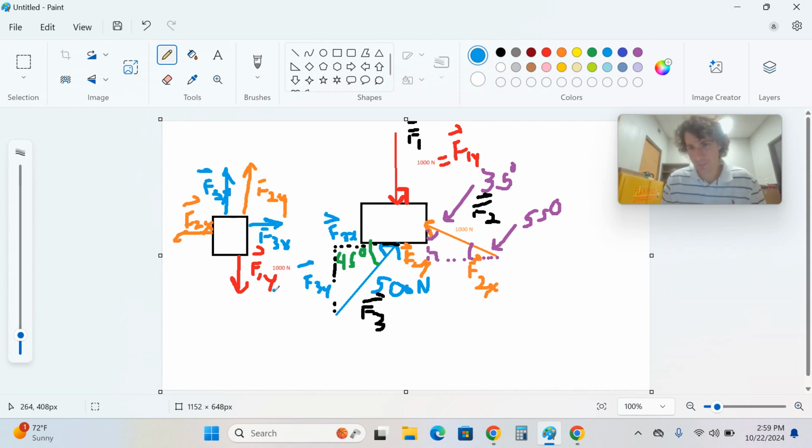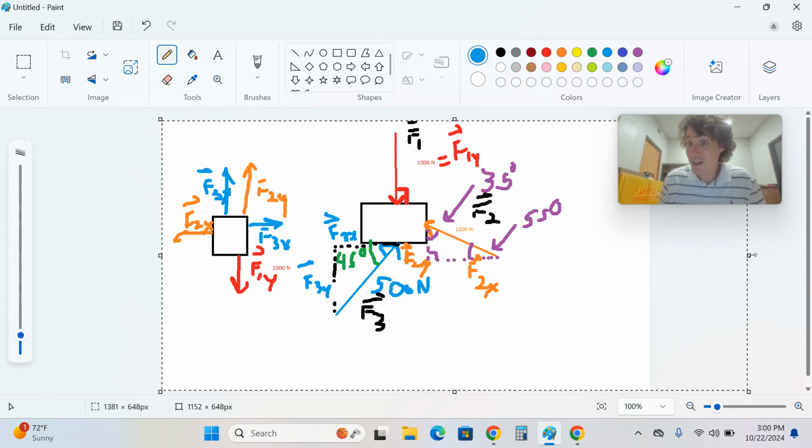I need to find these numbers. I need to find F1y. Thankfully, I already have that. That's work done. That's nice. I got to find F2x, F2y, F3x, F3y. Got to find them. So you see, how do I do that? Well, we do some trigonometry.